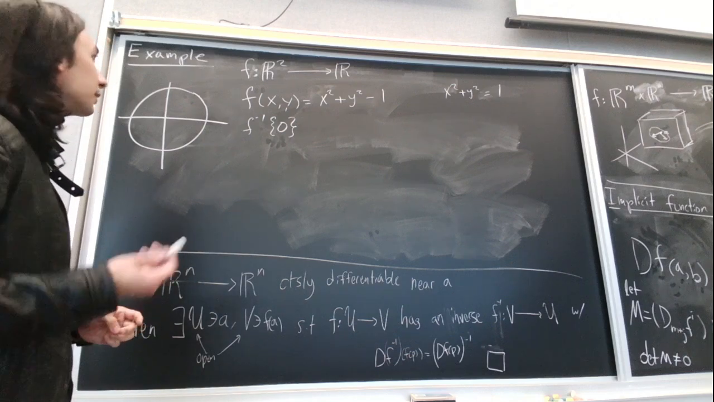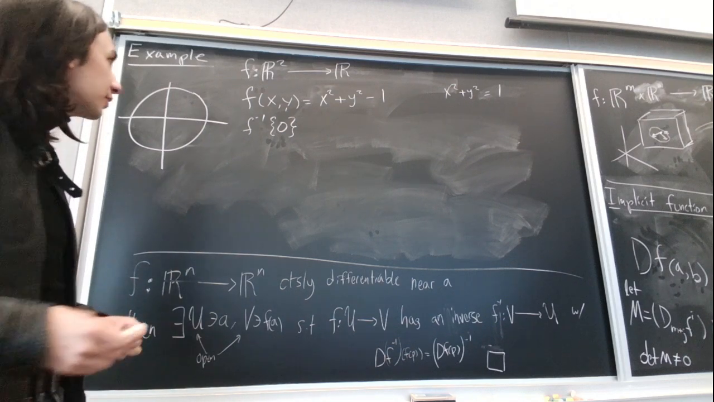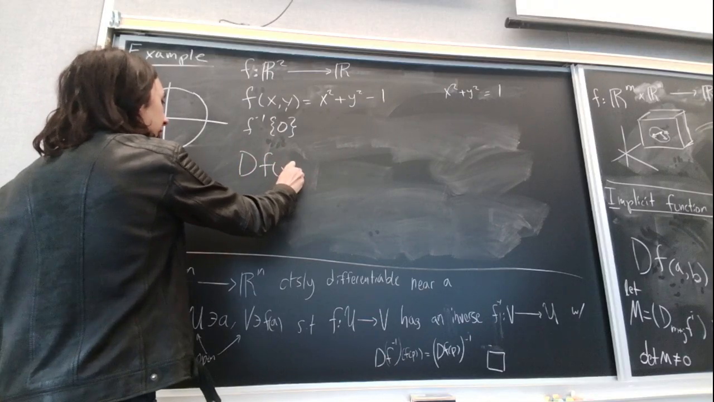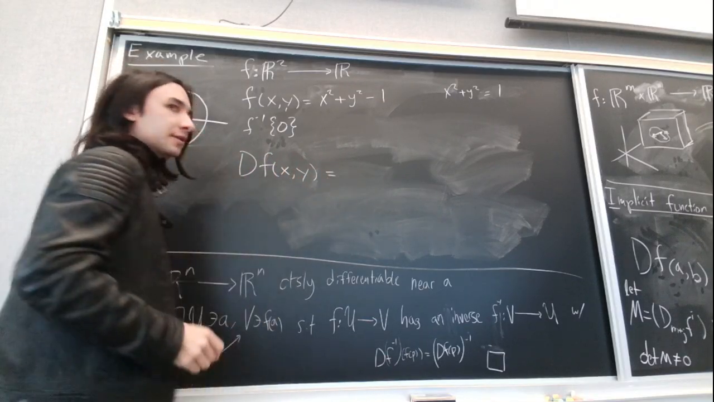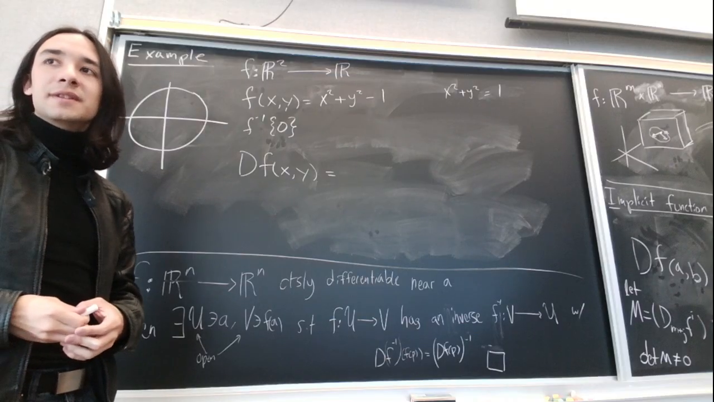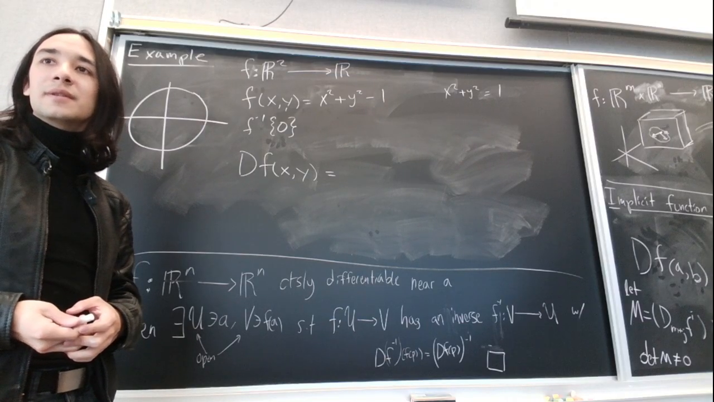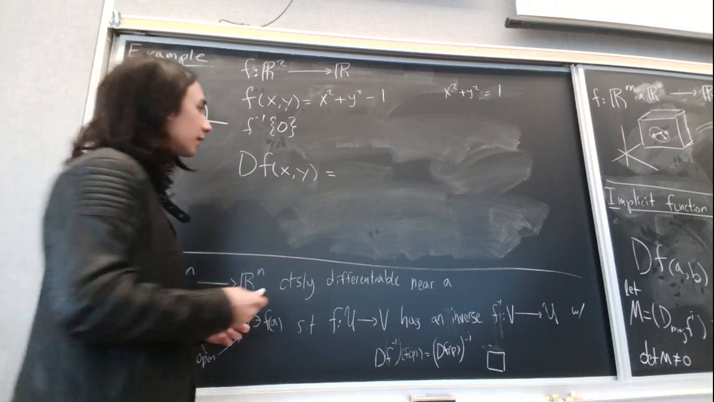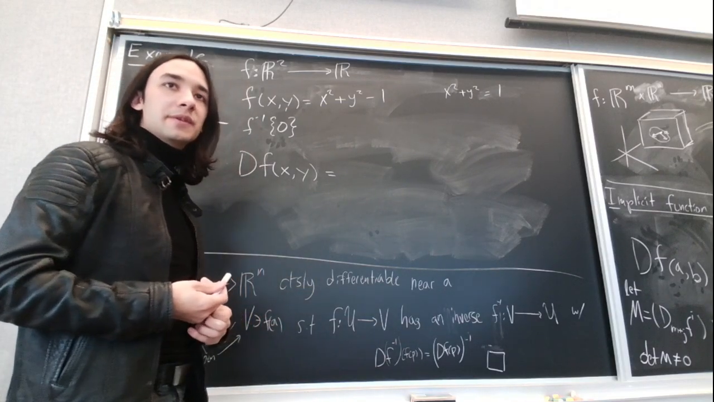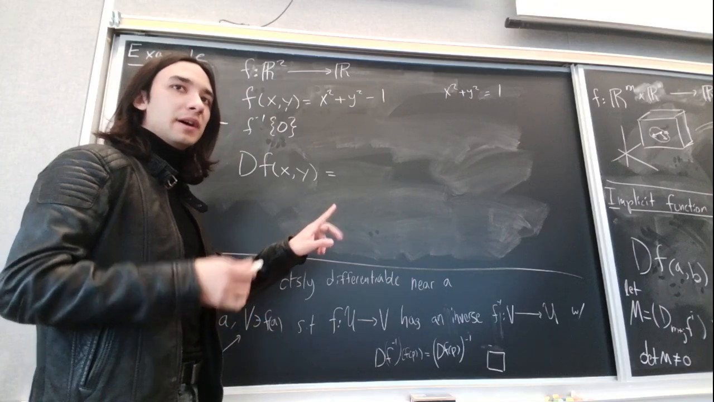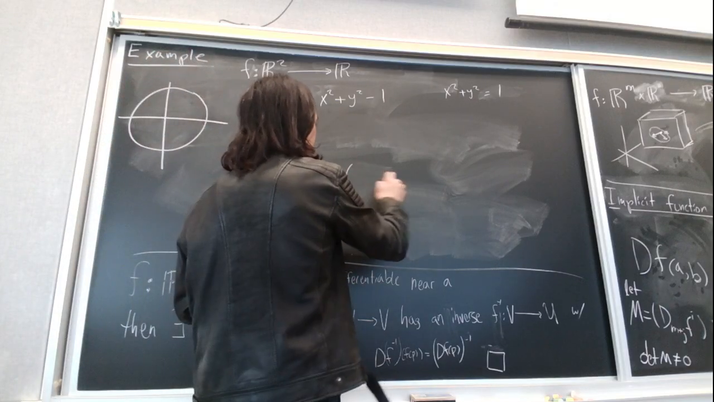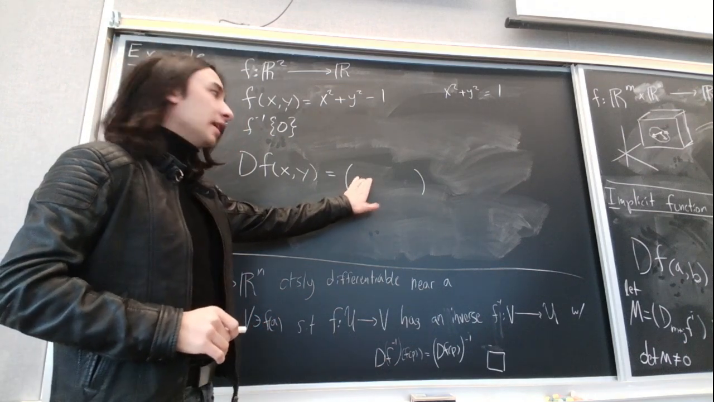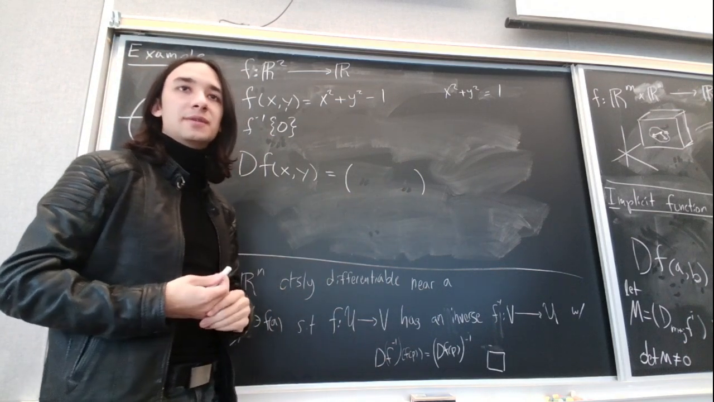Anyway, another pop quiz. So many pop quizzes. Let's compute the derivative of f at some point x, y. What is this matrix going to be? What are its dimensions and what are its entries? What is the dimension of the matrix first? 2 by 1, exactly. So it's a 2 by 1. There's an entry here and an entry here. This is the partial derivative in x. This is the partial derivative in y. So what would the entries be?